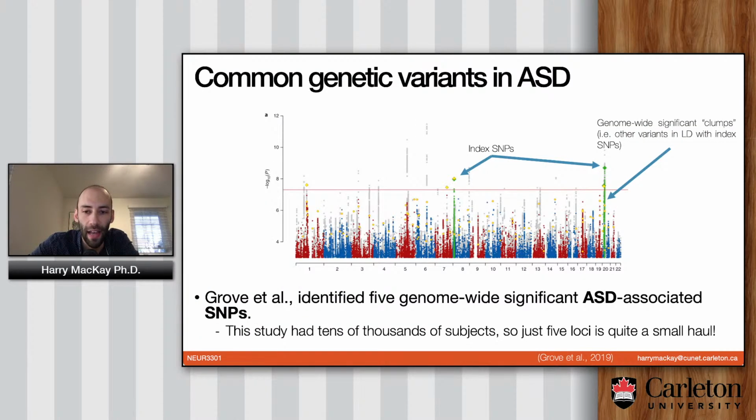So here's a Manhattan plot. It follows the typical Manhattan plot rules that we all know and love. So out of this giant study, Grove et al. found 5 SNPs. 5 genome-wide significant SNPs. They're denoted by these diamond shapes. They're sometimes called index SNPs for reasons that I'll get into, I think.